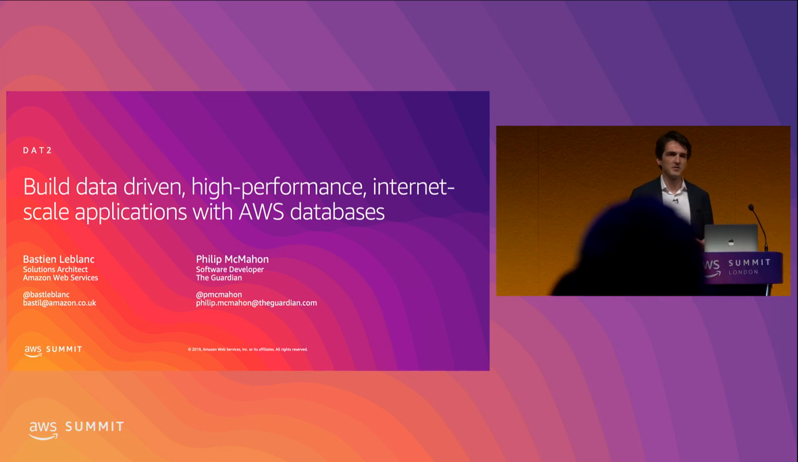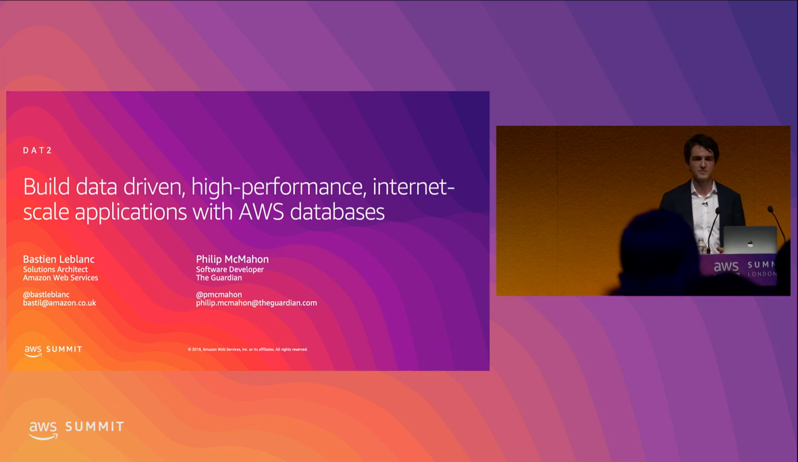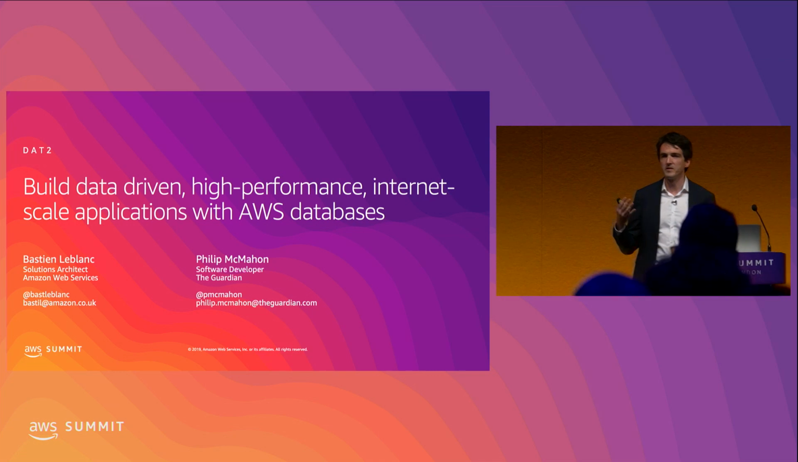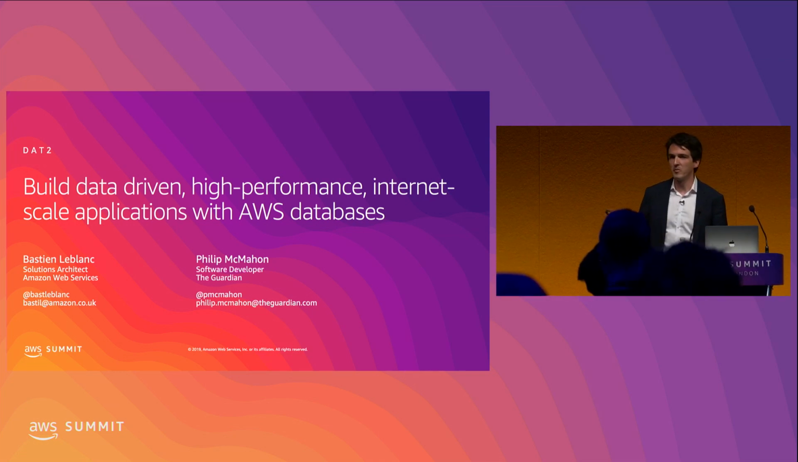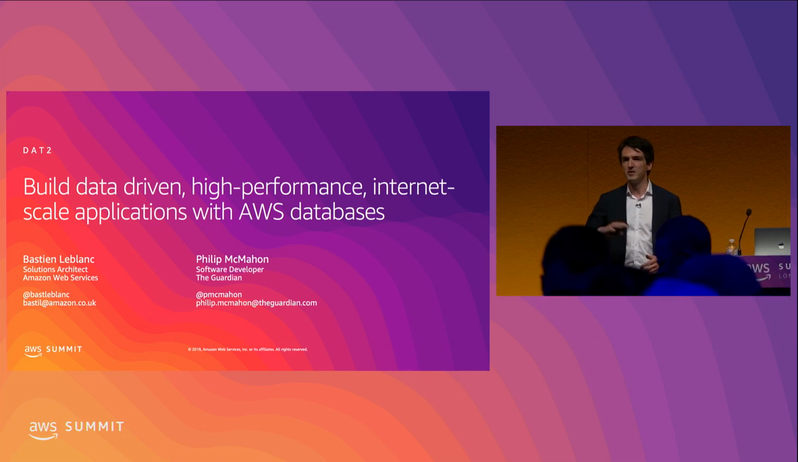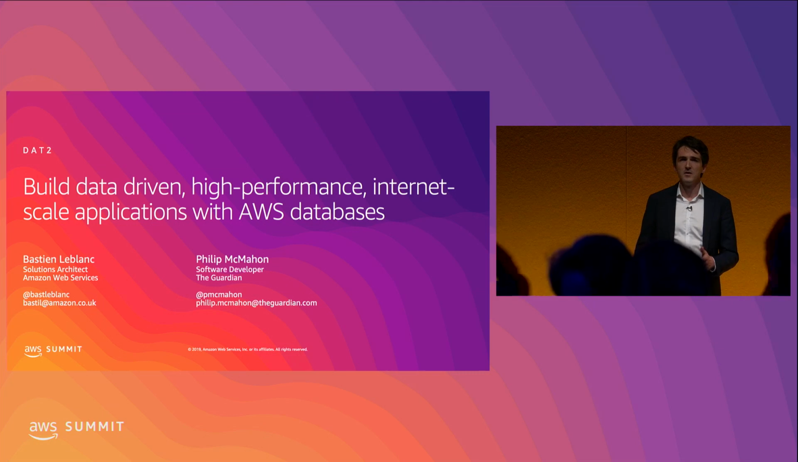My name is Bastien Leblanc. I'm a solutions architect based out of the London office. And I'm very pleased to be joined by Phil McMahon from The Guardian, who will talk about his story around migrating from MongoDB to RDS Postgres, and the why and the how they did it.